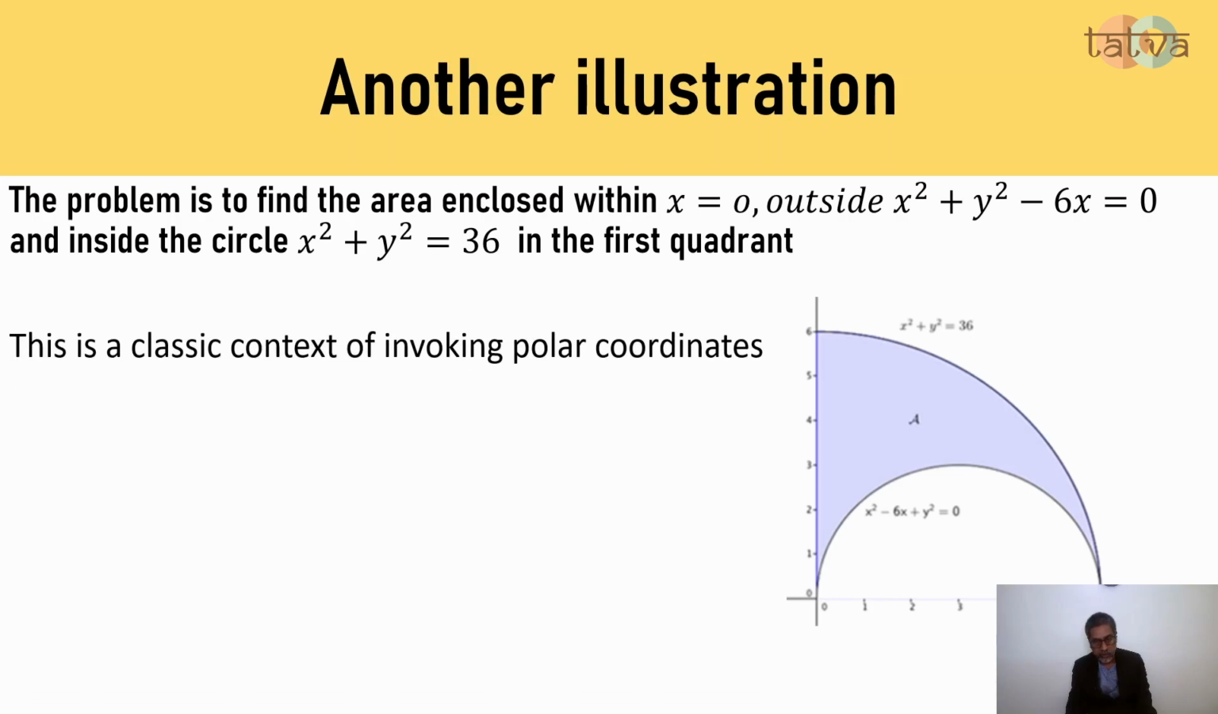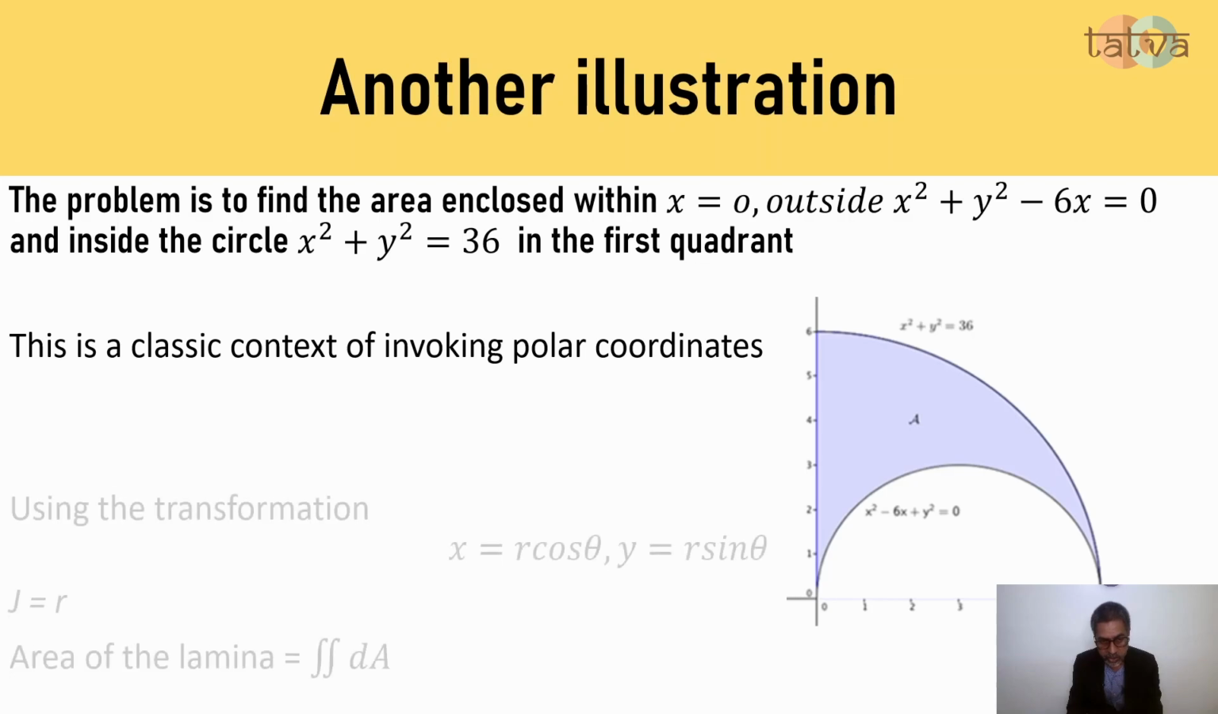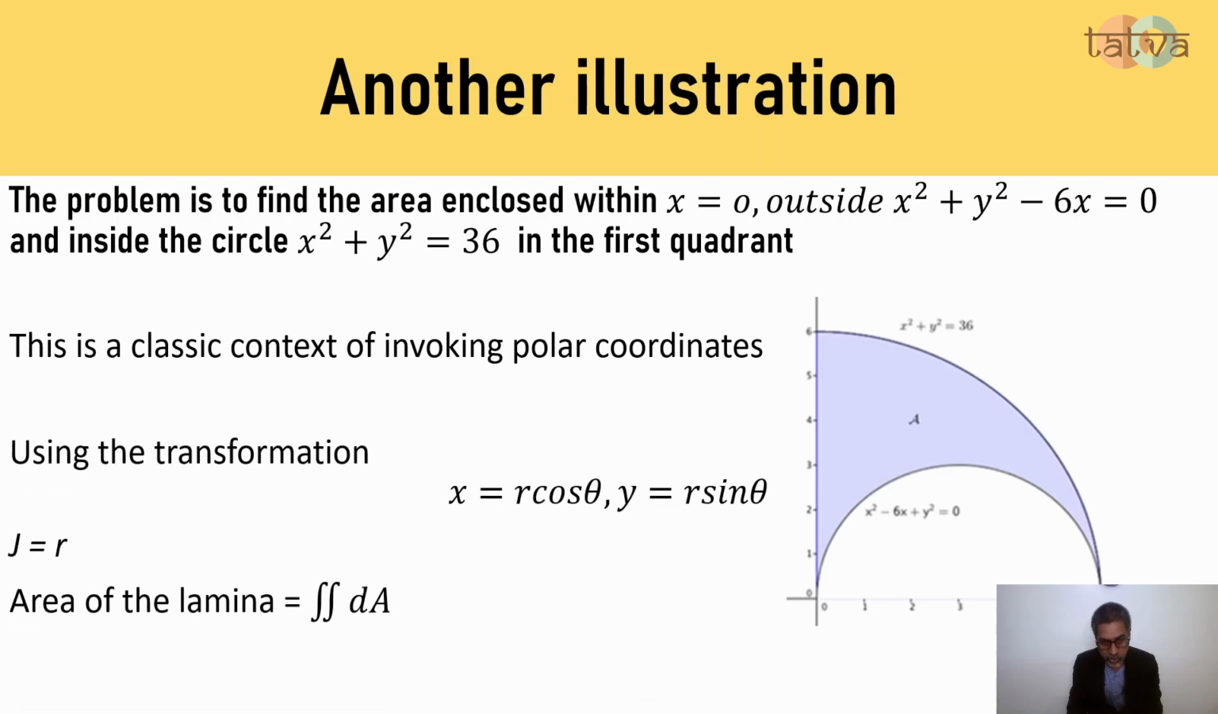So this, once again, is a classic situation where polar coordinates can be involved, because the region boundaries involve polar curves, in this case circles. So I'm using x is equal to r cos theta, y is equal to r sin theta. Jacobian is r. Area of the lamina, as all of you know, is given by the simple double integration rule, double integral dA.